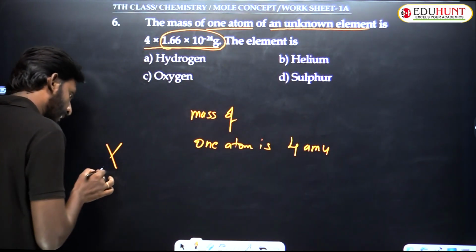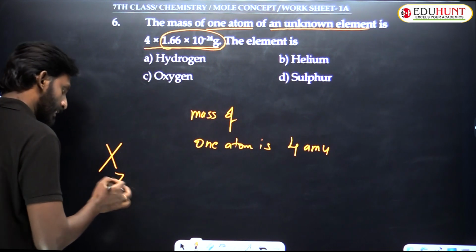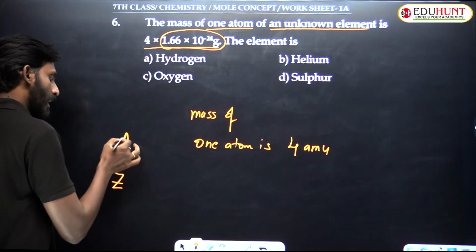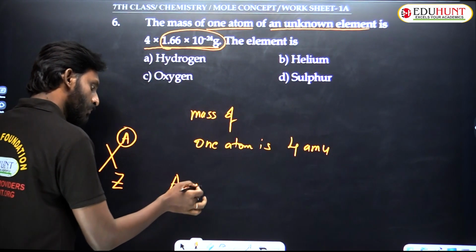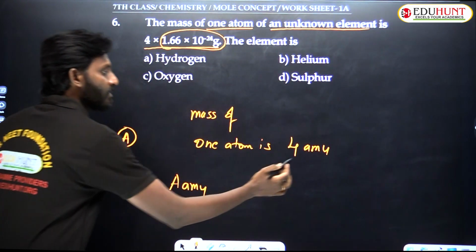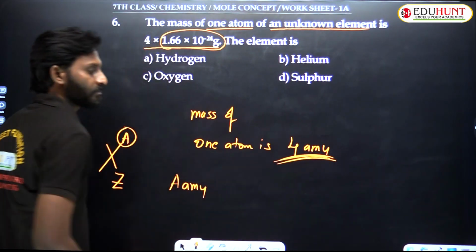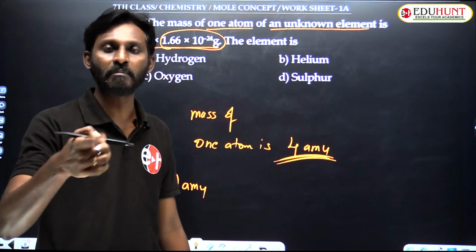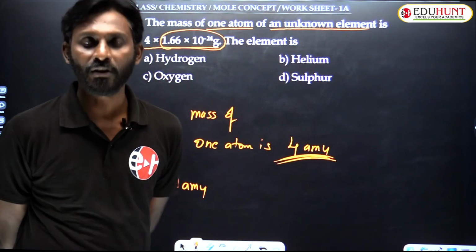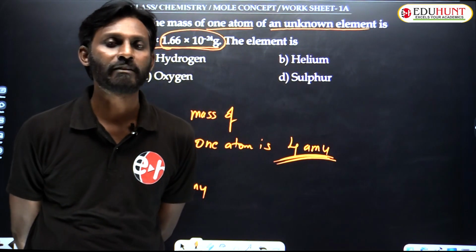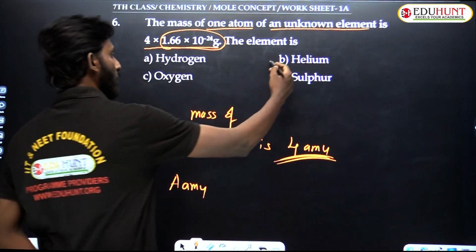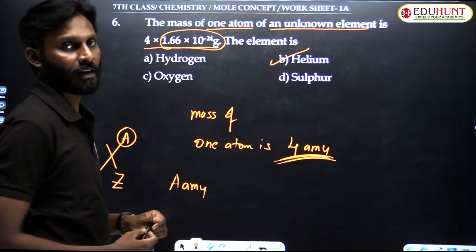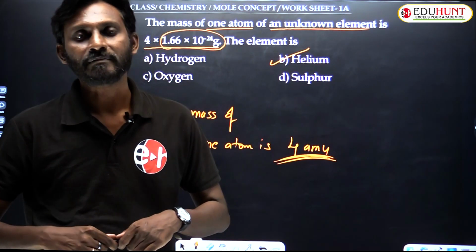But you know very well how you write the mass of one atom. If the symbol is X, atomic number is Z, and mass number is A, then the mass will be A AMU. So, if the mass of one atom is 4 AMU, then mass number is 4. In the periodic table, the element with mass number 4 is helium, right? So, one option, helium. I hope all of you got this. Thank you.